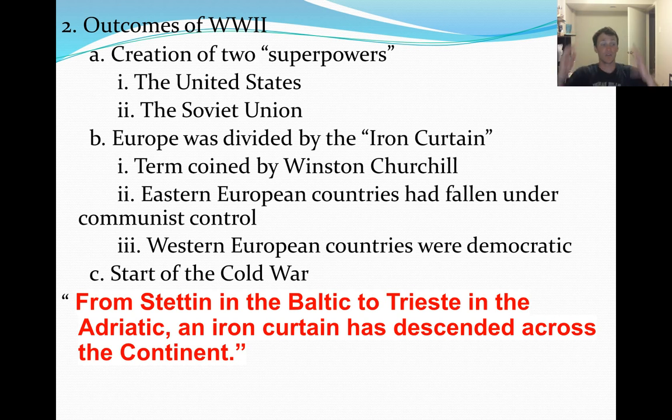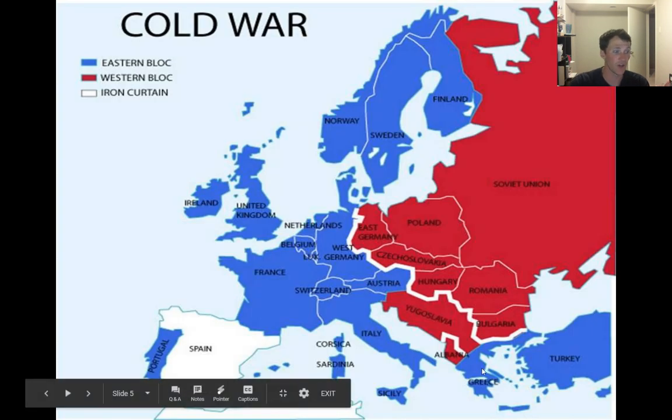and you're going to have Eastern European countries that have fallen under this communistic control, right? And this is going to be the start of what we call the Cold War, right? So the Iron Curtain would be right down here in the middle, down this white line.